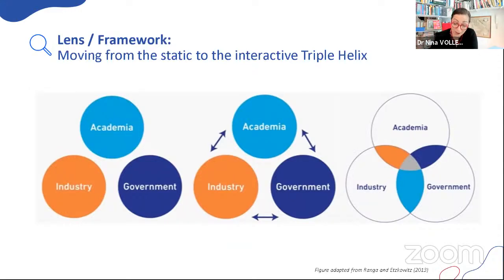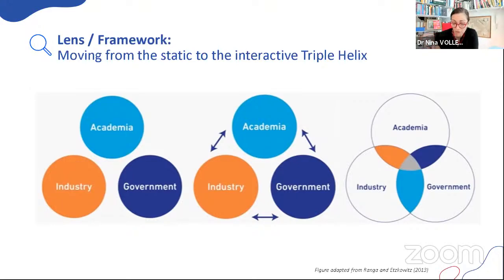And if we go to the very right, the interactive triple helix, that is typically present in high-income countries with a strong innovation ecosystem. The three spheres interact and collaborate increasingly, which leads to increased innovation activities. This interactive triple helix is characterized by strong bilateral and trilateral relations between the three spheres, and consensus spaces and hybrid organizations that mediate between them. It's where you see the overlaps. For instance, a science park is an example of the type of organization that could typically be found at the center.